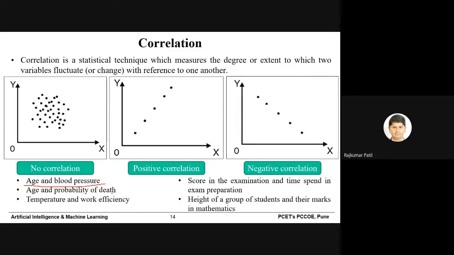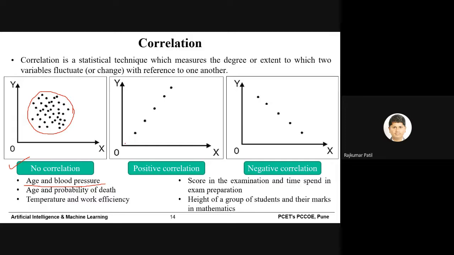So we collect the data, age in a given range and the corresponding blood pressure. And if we find that all the collected data is spread like this, then we see that there is no relationship between age and blood pressure.